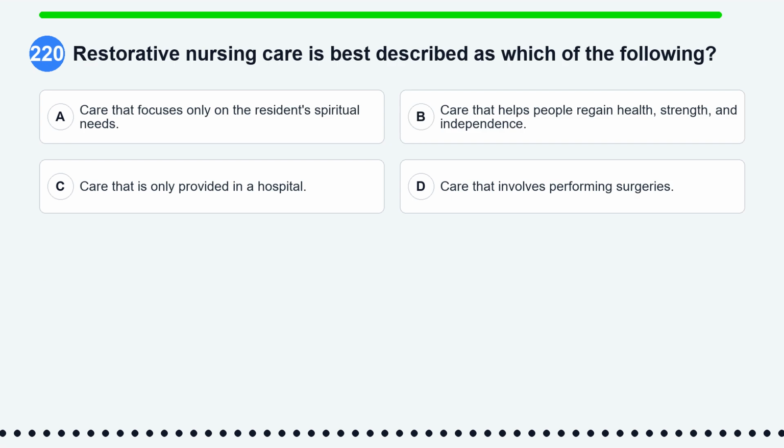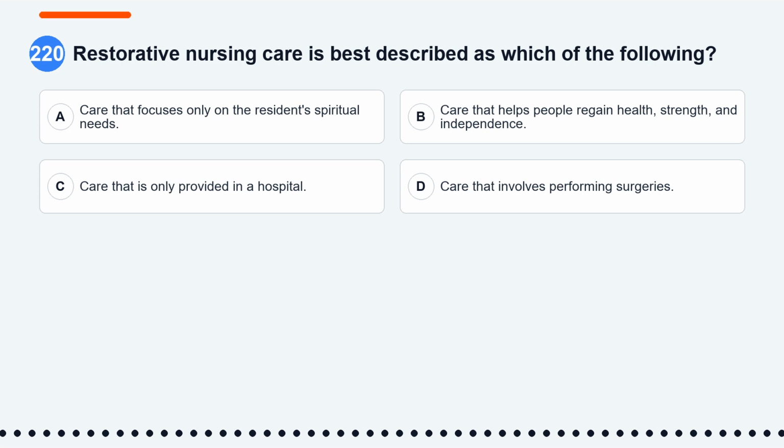Question 220. Restorative nursing care is best described as which of the following? Option A. Care that focuses only on the resident's spiritual needs. Option B. Care that helps people regain health, strength, and independence. Option C. Care that is only provided in a hospital. Option D. Care that involves performing surgeries.